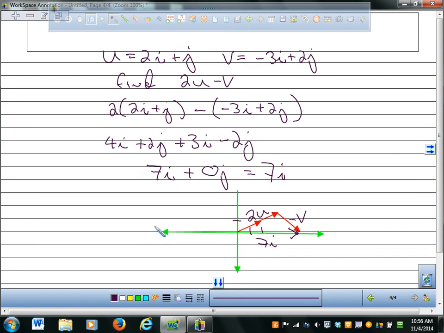Yes? How do you figure out where the V goes? Where this V goes? Yeah. Because regular V would be back 3 and up 2, right? So this would be regular V. But the negative of that just goes in the opposite direction, okay? So the negative of that would be up 3 and down 2, okay? All right. So that's what we're dealing with when we talk about linear combinations of vectors.